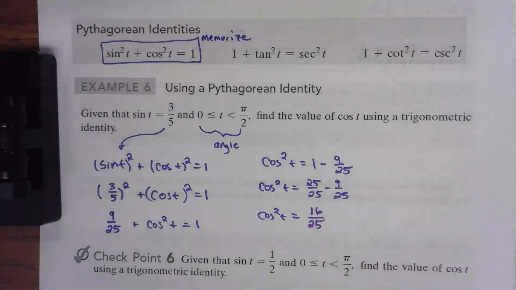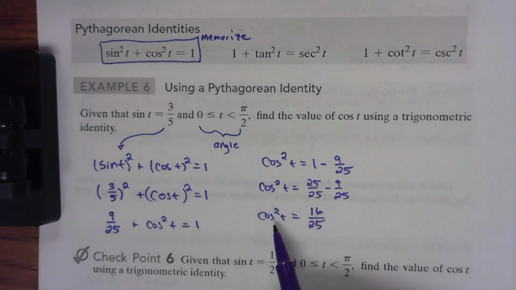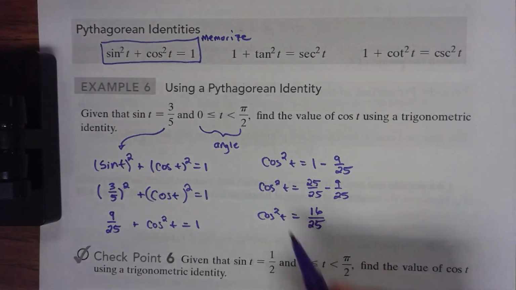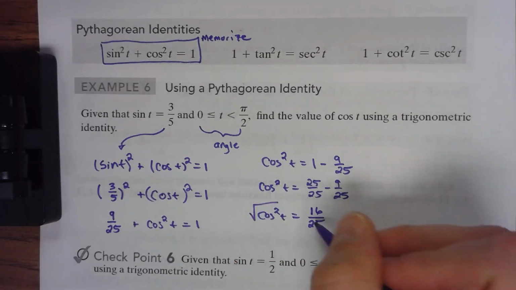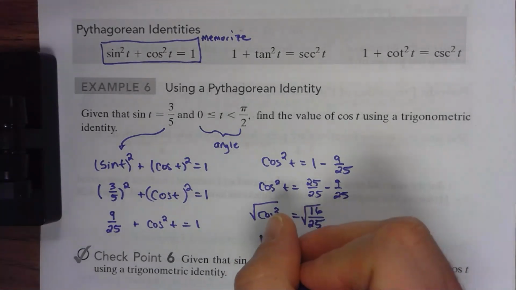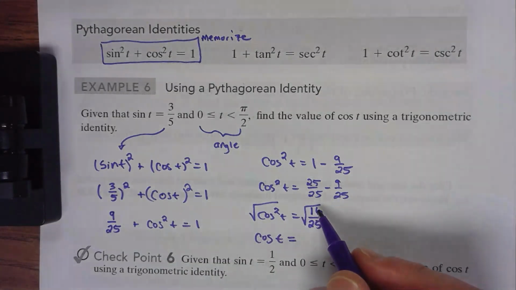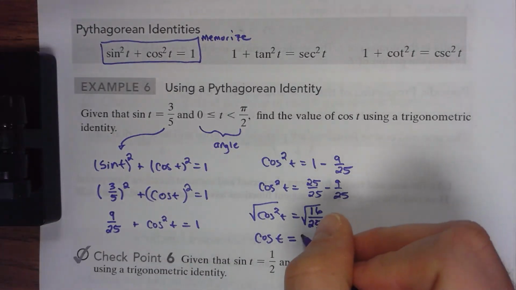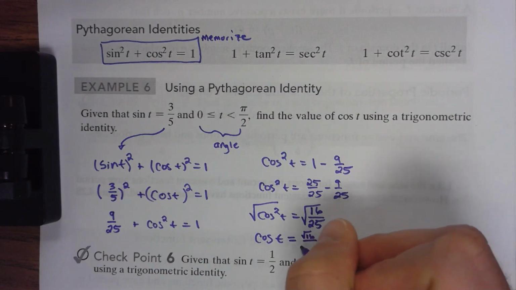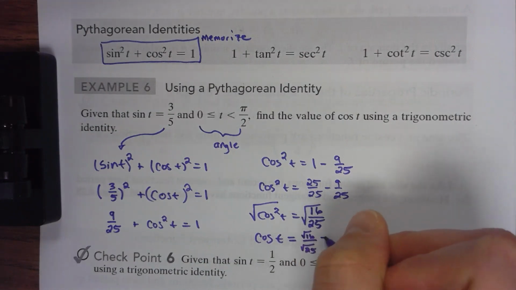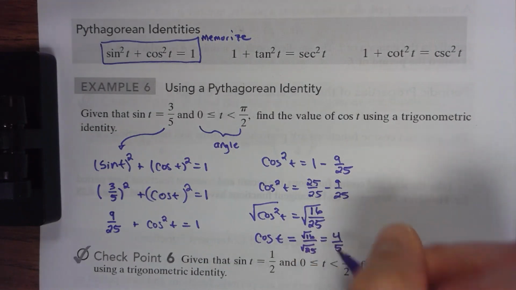16/25. And so now, to get cosine by itself, right now it's being squared, we need to undo it by taking the square roots, leaving us with just a cosine of t. And when I square root 16 and square root 25, it's the same. We're squaring the top and bottom separately, getting us with 4/5.